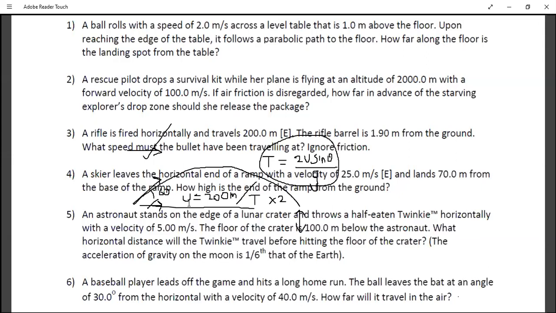Sir, can you repeat again? See, it was 200, correct? 200 into 10 upon root 3 equals x square.